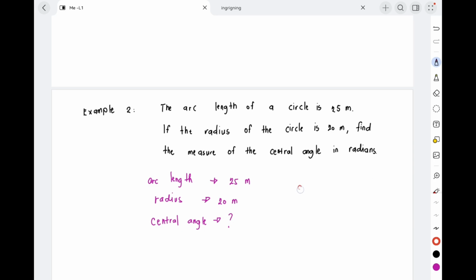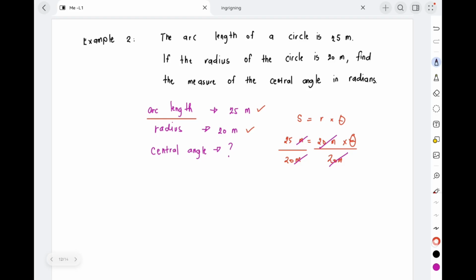So, to recall, our formula is S is equal to R times theta, and we substitute the given values in our formula. So for S, of course, the arc length here is given as 25 meters, equals R, which is 20 meters, times the central angle, which is the missing part. Okay, so divide both sides by 20 m to get the value of theta. So 20 m cancels out, and what is left is 25 over 20 equals theta.